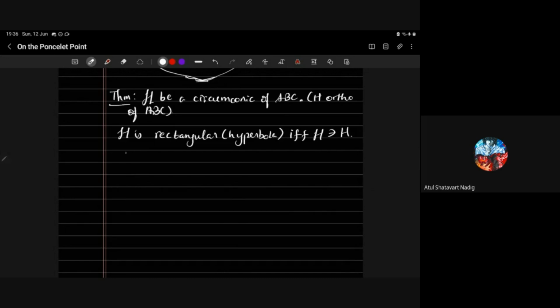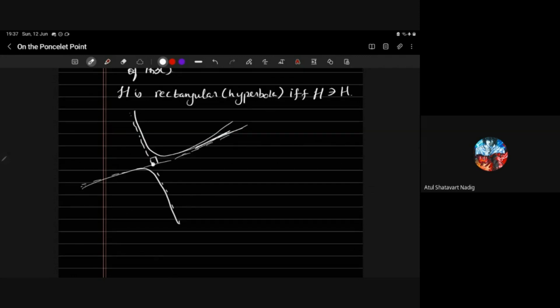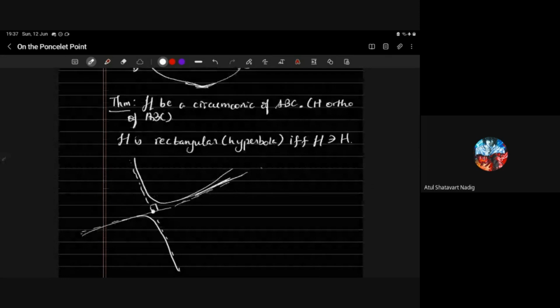If you don't know, just speak up. Anyway, a rectangular hyperbola is just something like this with perpendicular asymptotes. When the asymptotes of the hyperbola are perpendicular, it's a rectangular hyperbola. So these perpendiculars will correspond to the points at infinity on the hyperbola. Okay. So here's the nice thing. Proof.